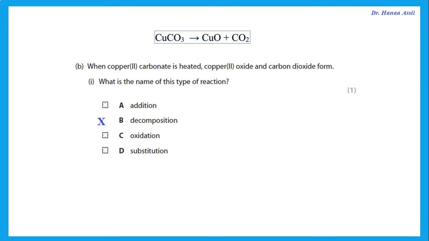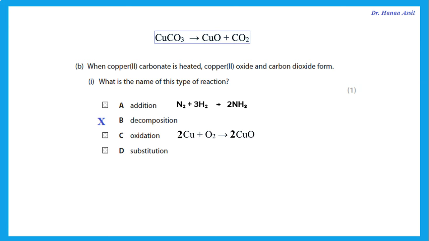What is addition? You should know that this is not addition, because addition is when we form one product. When one product is formed, that's an addition reaction. So nitrogen plus hydrogen to form ammonia, that is addition. What is oxidation? Oxidation is gain of oxygen. So copper plus oxygen to form copper oxide, that is oxidation.